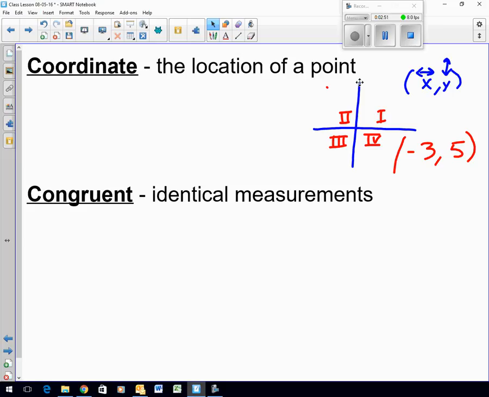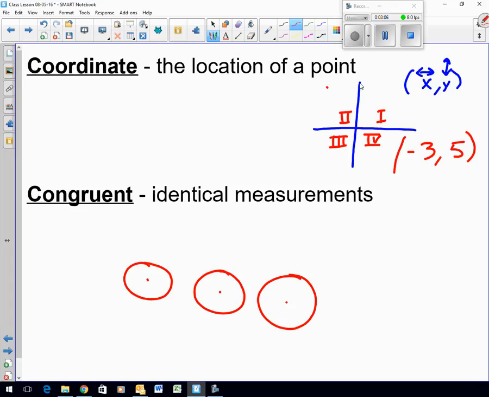So let's talk about an example of congruency. There's one circle, 2 circles, 3 circles. If each of the radius of these circles was 5, those circles would all be congruent. They have identical measures. Okay? Got me? Identical. I know they don't look the same. Look like Pac-Man. Okay, good.